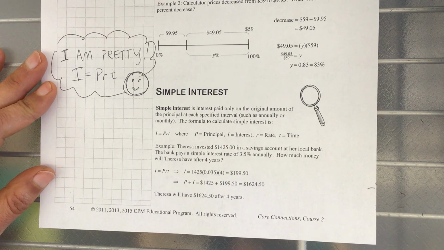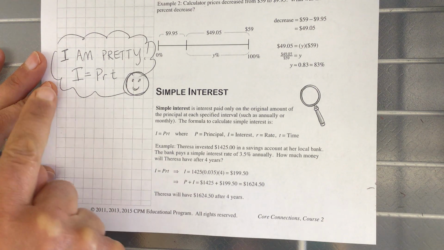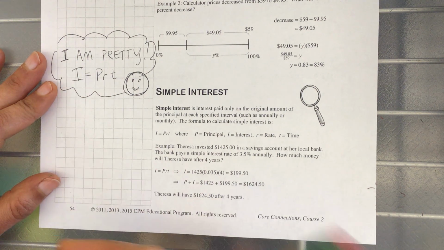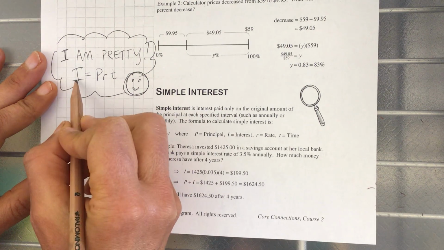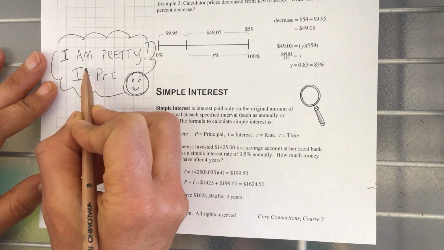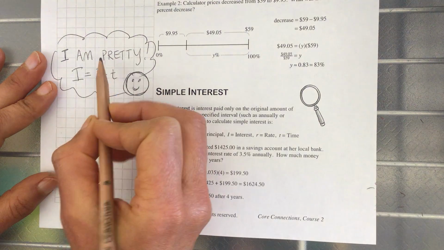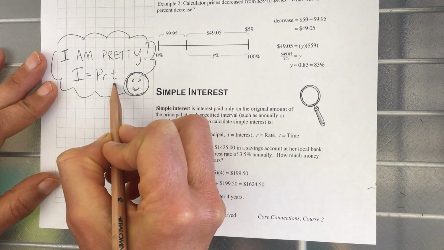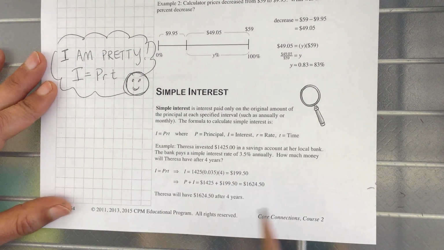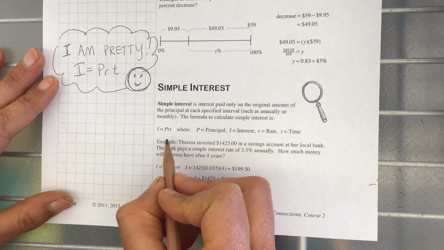This is a video about simple interest, and what I love to think about is using ways to help me remember formulas. A great one that I learned was, I am pretty. The I is interest, am is the same as is, so equals, and then pretty, P-R-T, pretty. So what do these variables mean?